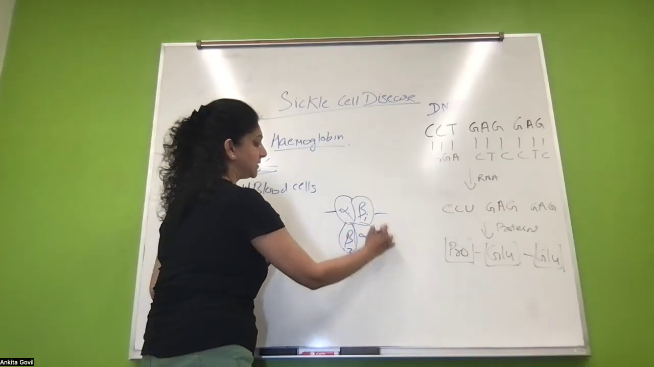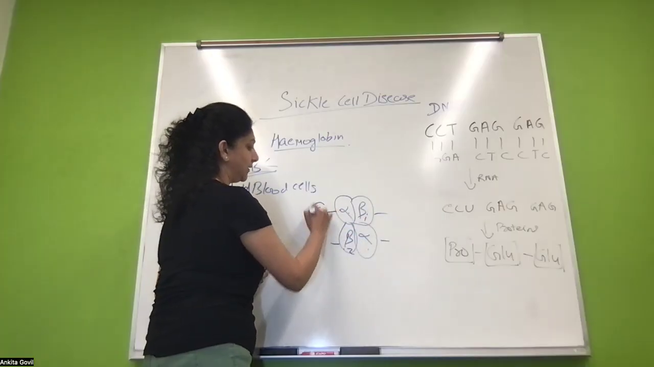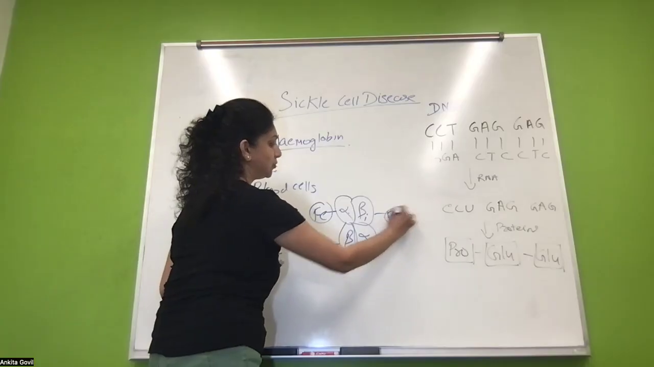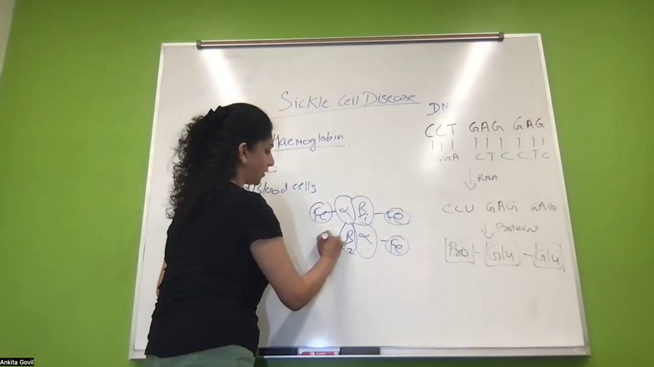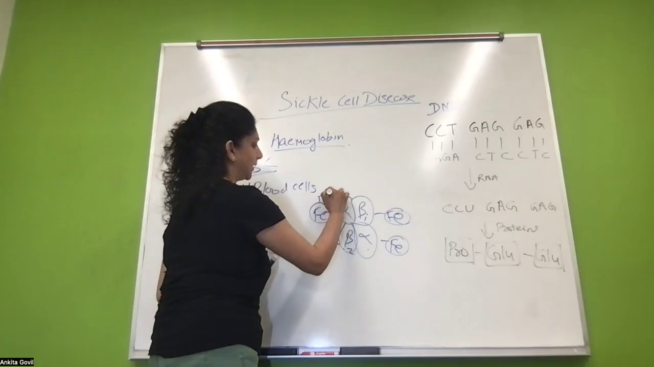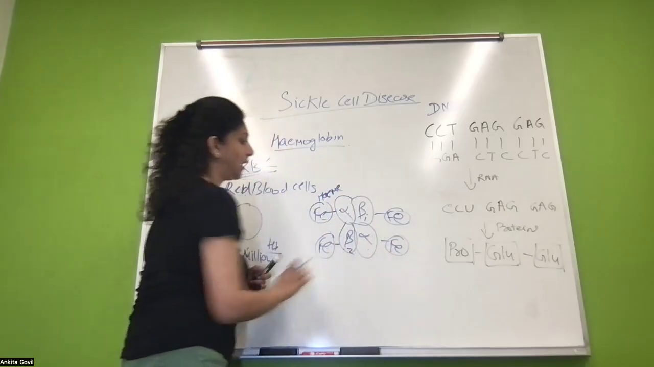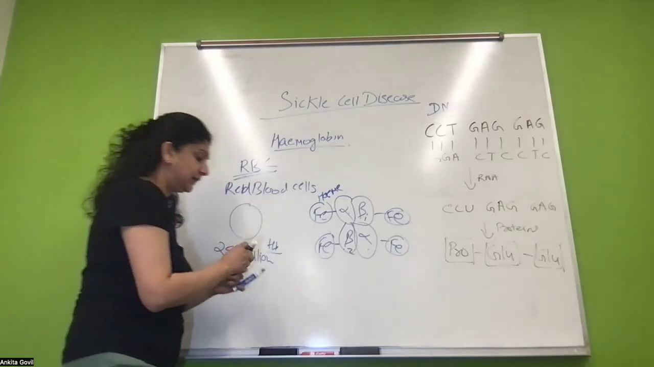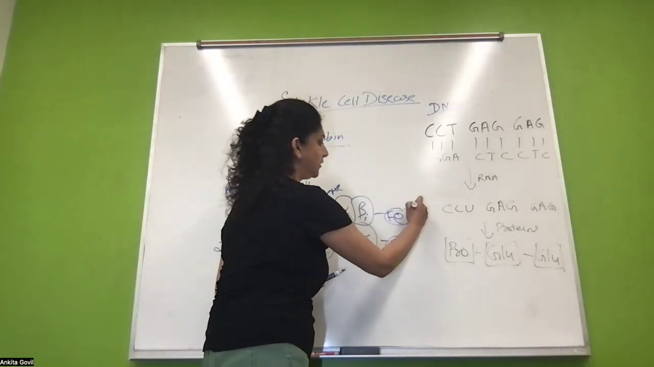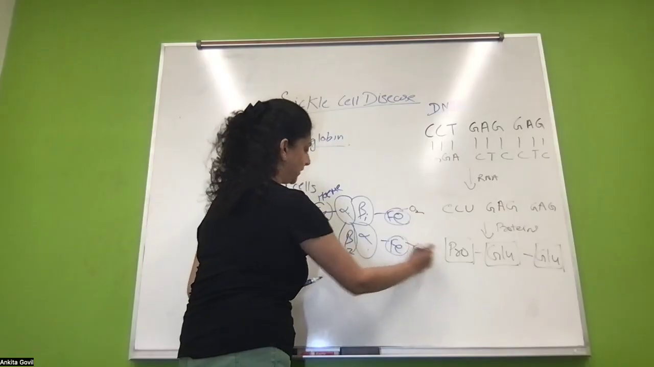Now these chains are connected to iron. All these chains are connected to an iron molecule, which is also called the heme molecule. So these are connected to the iron molecules, and these iron molecules are going to bind to oxygen.